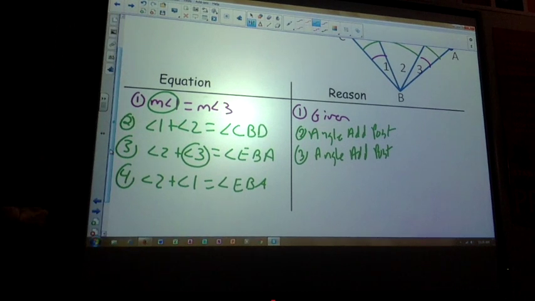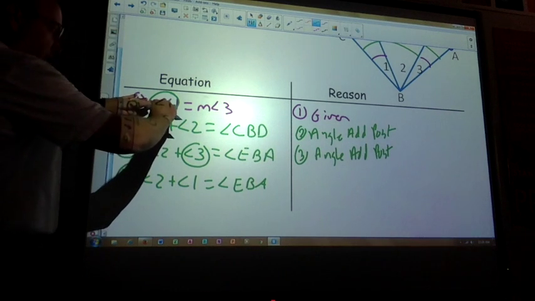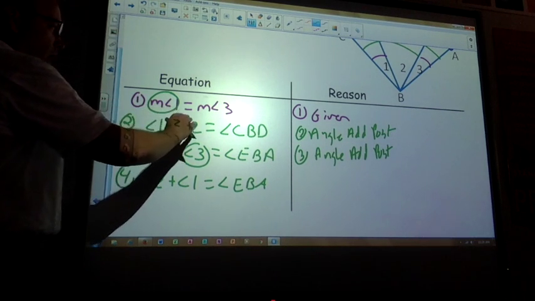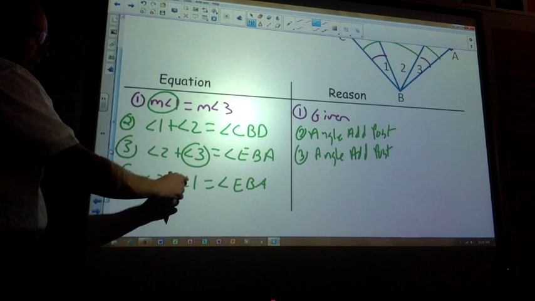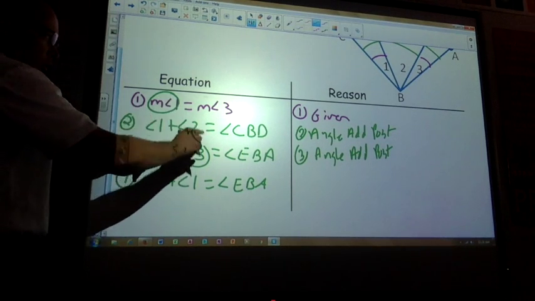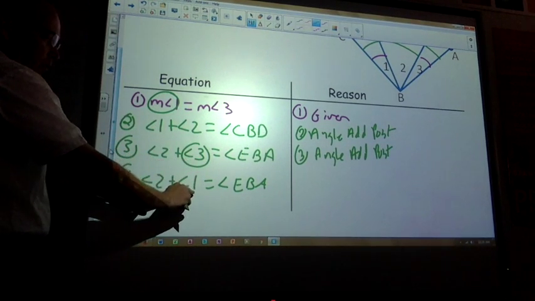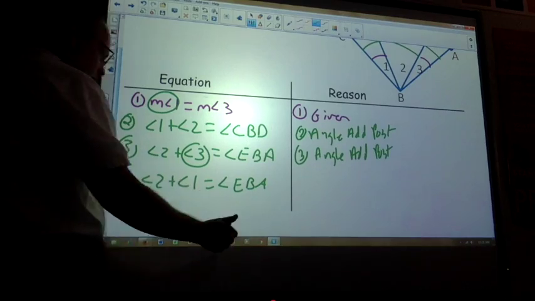Why is it substitution and not transitive? You're just exchanging one thing for another. I'm taking measure of angle 1, and wherever I have a measure of angle 3, I'm going to plug it in. It was right here. I'm substituting in right here. That's what happened there. Does that make sense? So that's substitution.